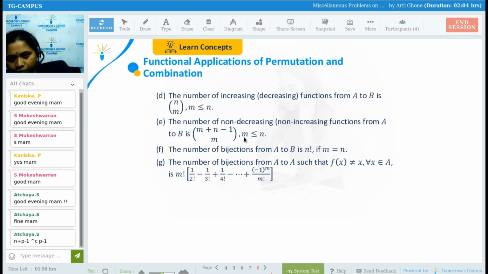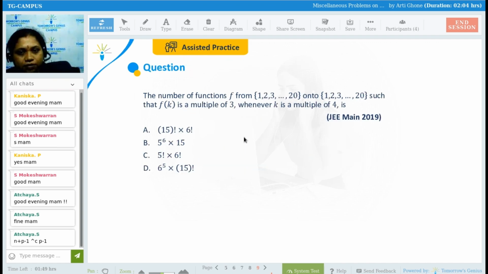Clear? Okay. Now, proceeding ahead, the number of increasing or decreasing functions from A to B is directly nCm, where m is less than n. The number of non-decreasing functions will be (m + n - 1) choose m. The number of bijections from A to B is n factorial. This is important. Bijections is like onto function only. Okay. So then the number of bijections from A to A, one set on itself, is showing this kind of bijections. Clear?